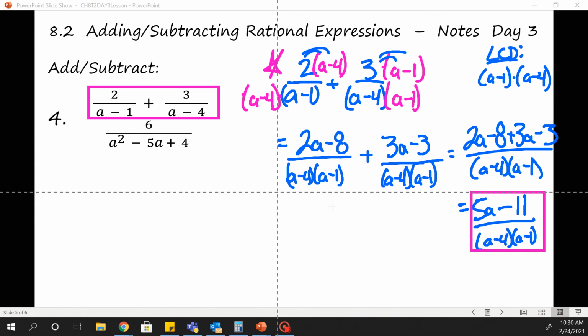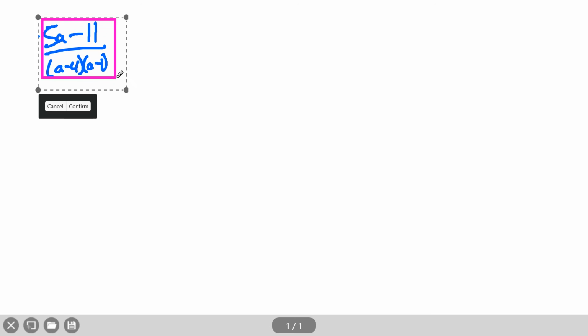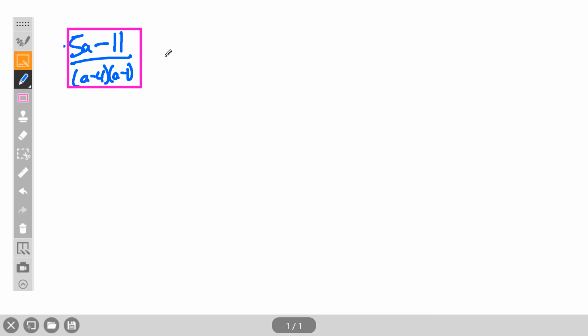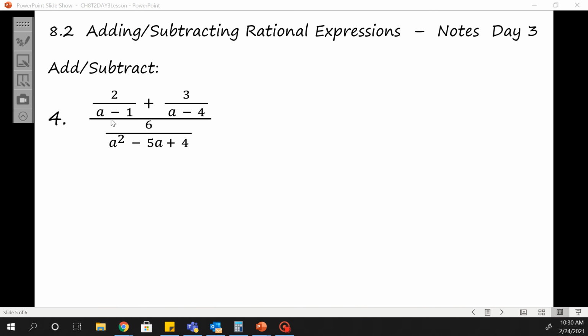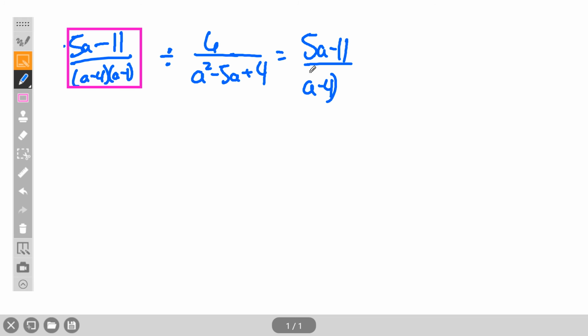So what we're looking at is this, divided by our denominator, which is 6 over a squared minus 5a plus 4. Which, if we turn this into a multiplication problem, we have 5a minus 11 over a minus 4, a minus 1, times a squared minus 5a plus 4 over 6.